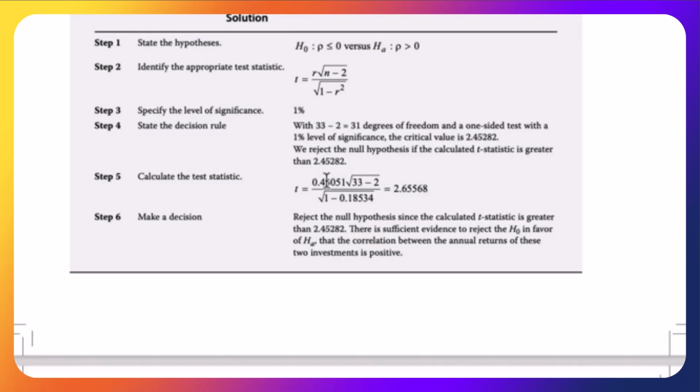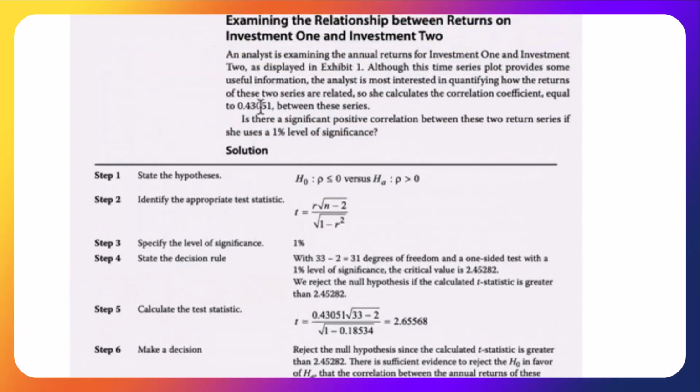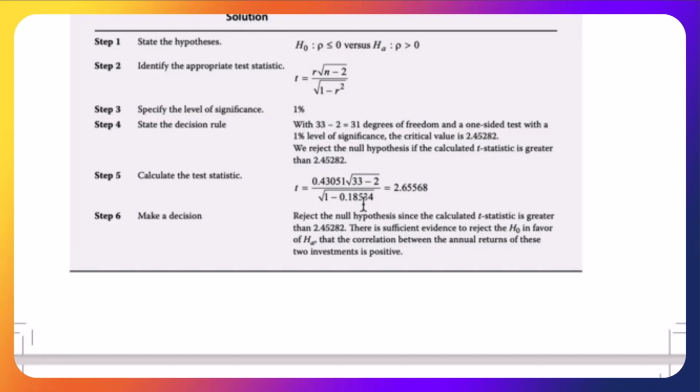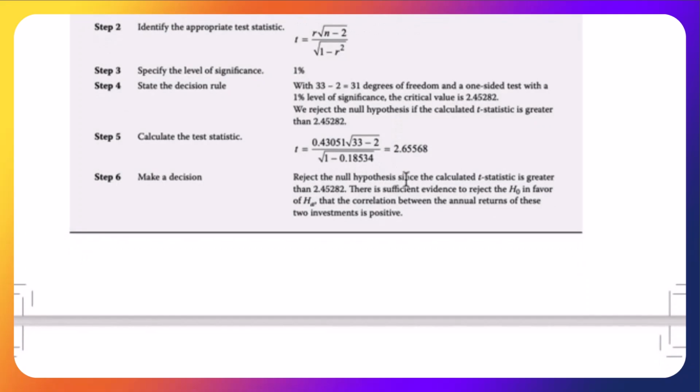There is the r, which is 0.43051, and 0.18534 is the r squared. This is the term in the bottom. Take the root of that. We get 2.65568. It is more to the right. It is more extreme in the right tail than the critical value, so we will reject the null. We reject the null since the calculated t statistic is greater than 2.45282.